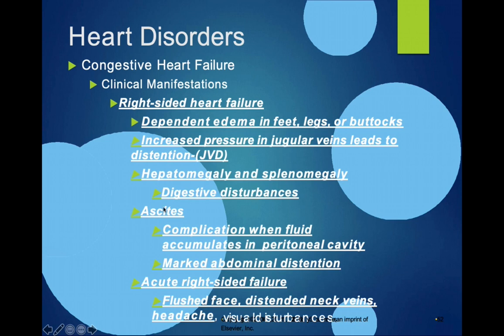You have ascites. Ascites is this complication where the fluid accumulates in the peritoneal cavity. This looks like the beer belly. It looks like the guy that's pregnant, but he's not, right? He's got the ascites, all this fluid accumulation. It's marked abdominal distension. With acute right-sided failure, there's flushed face, distended neck veins, you get the distended abdomen, you get headache, there's visual disturbances.